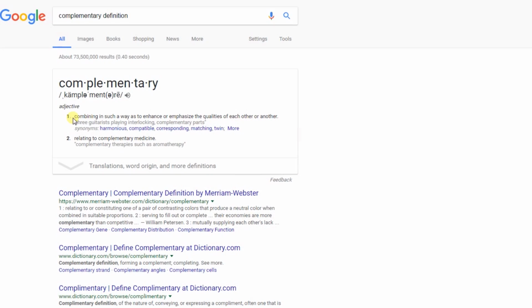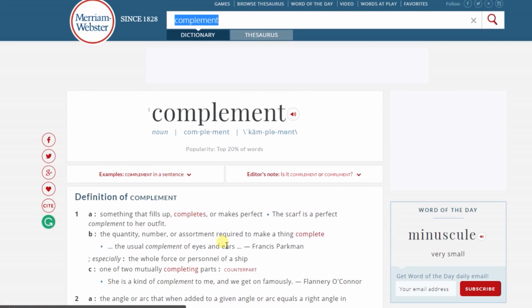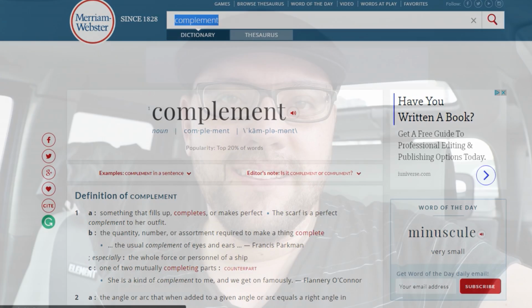Now moving on to complementary. Complementary is combining in such a way as to enhance or emphasize the qualities of each other or another. That stems from the word complement, which means something that completes something else or makes it better. So my frustration with gear purchases in the prepping world is having redundancy without having it be complementary redundancy. After all, do you really need 3 of the exact same multi-tool for multiple kits? Or would it be better to have one multi-tool and then have other tools that complement that multi-tool?